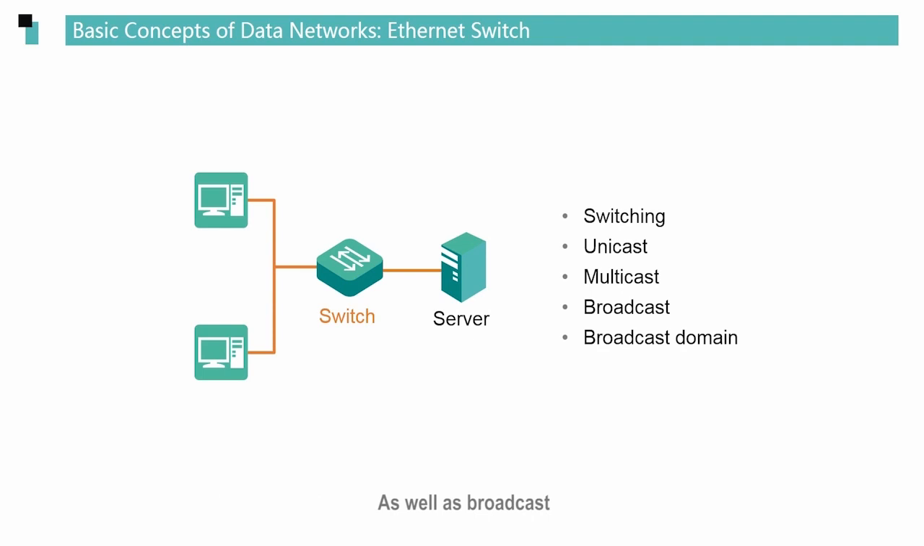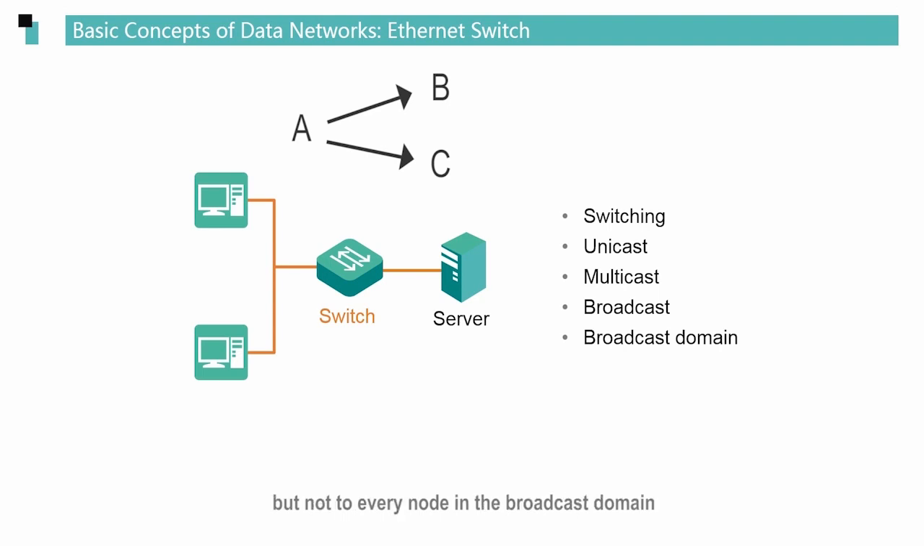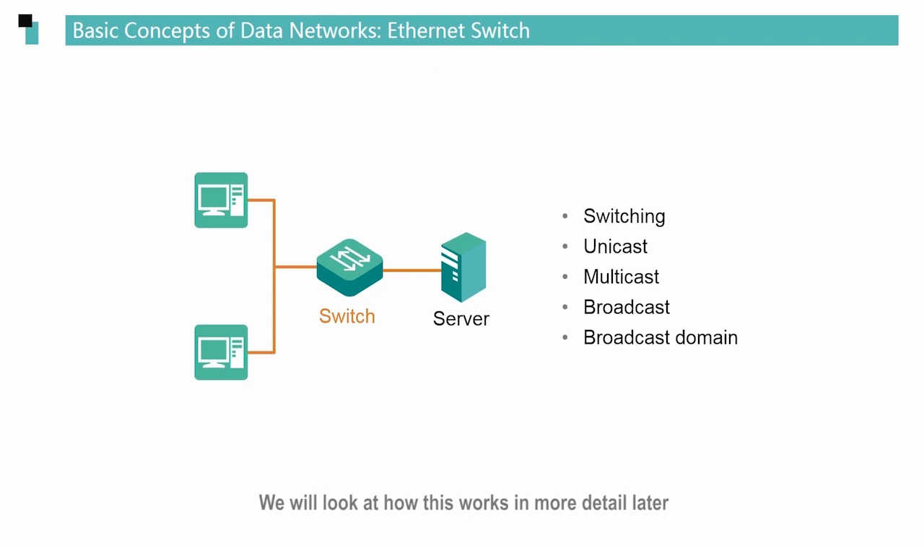As well as broadcast, there are two other methods of sending data: unicast and multicast. In a network with nodes A, B, and C, when data is unicast from node A to node B, only node B will receive it. Node C does not receive the data. Similarly, when data is multicast, it is sent from one node to multiple nodes, but not to every node in the broadcast domain. We will look at how this works in more detail later.